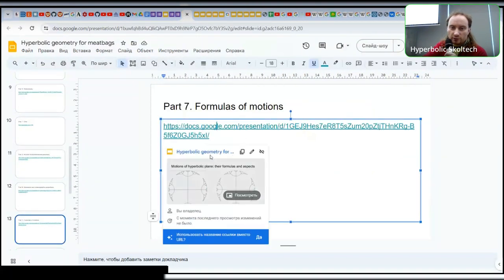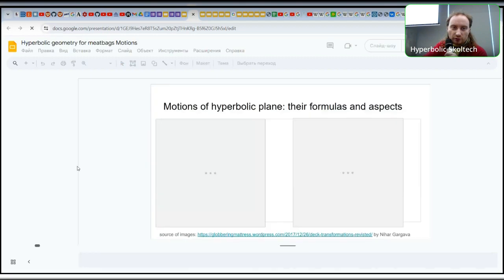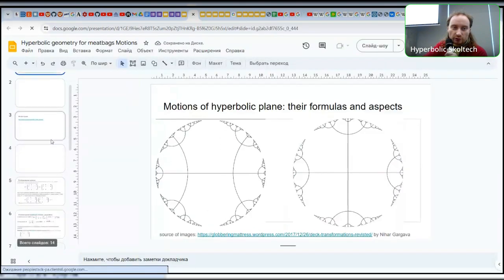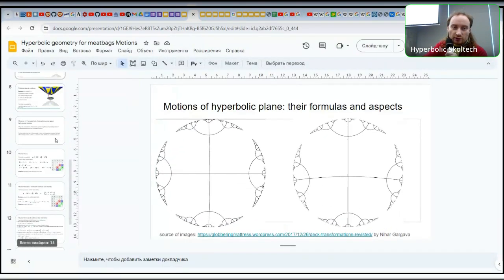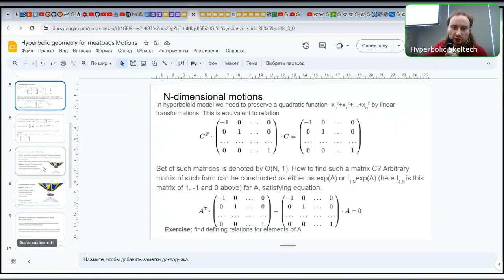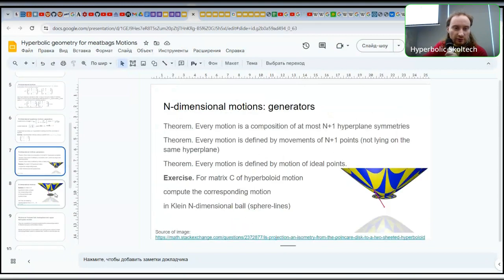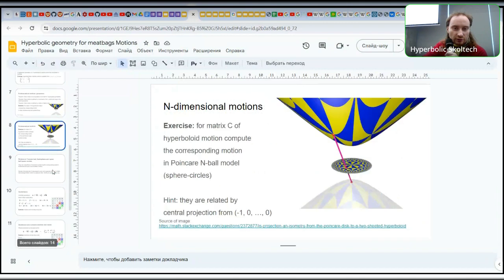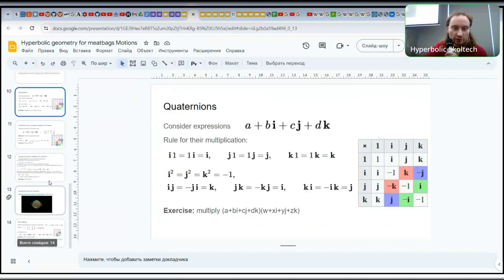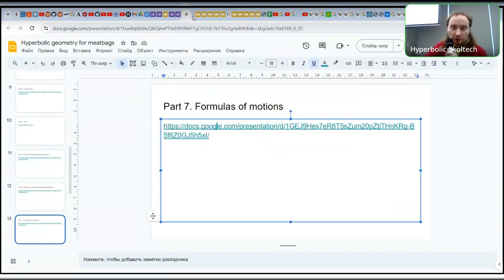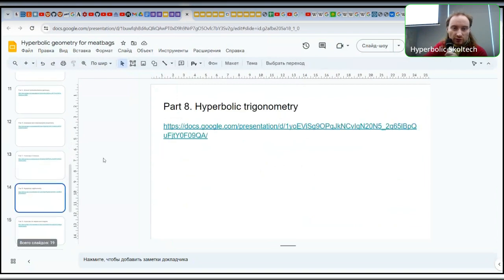And okay, formulas of motion. That's what I already told you about. So some relations with quaternions. Okay.